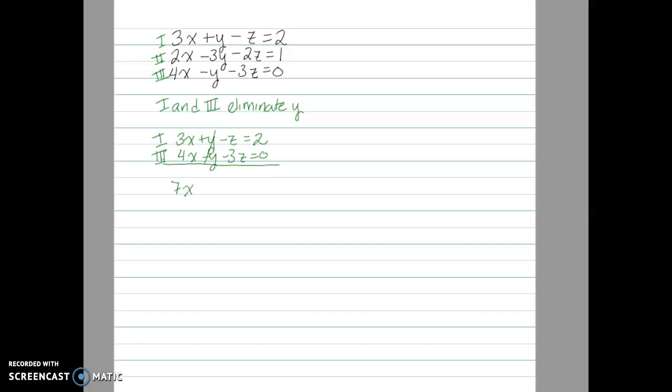So here I'm just adding the 2 equations together, the y's cancel. So I'm left with the equation 7x minus 4z equals 2. So this is a new equation that I have not seen before, so I'm going to give it another label, number 4. Now I need to take a second pair of equations and eliminate the same variable y.